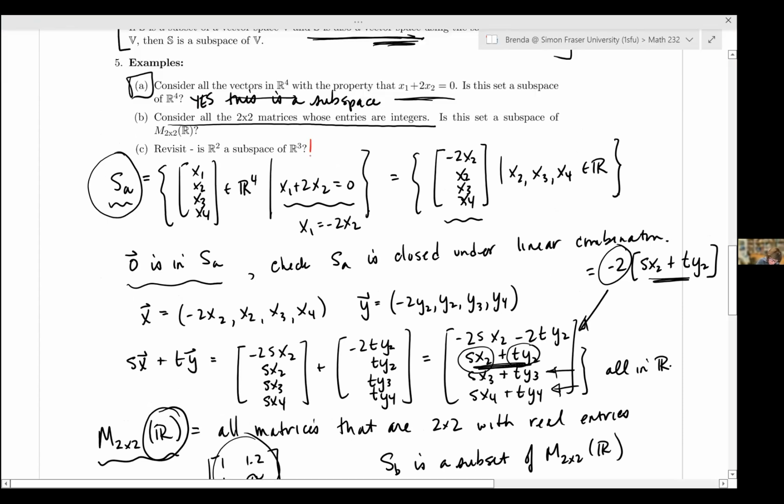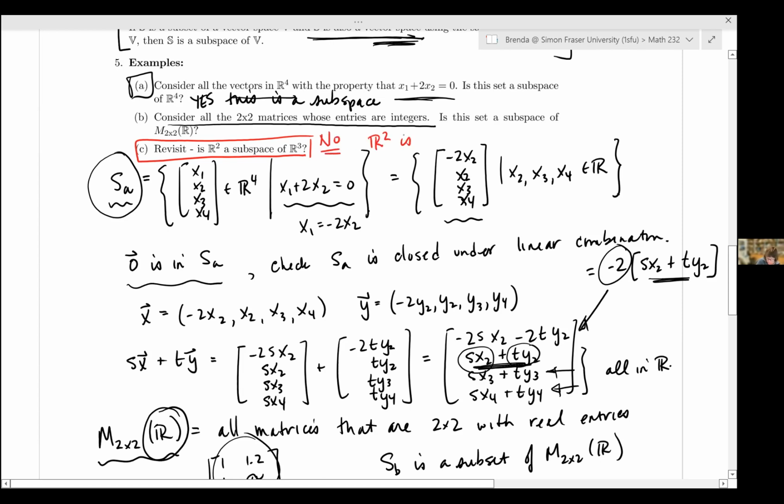We've done this one before. We're going to revisit this question. Commit to the answer before you listen to me say the answer. Commit yourself. Is R2 a subspace of R3? Okay. Now that you've committed, yes or no? Okay. What's the answer? The answer is no. It's not a subspace. Why not?